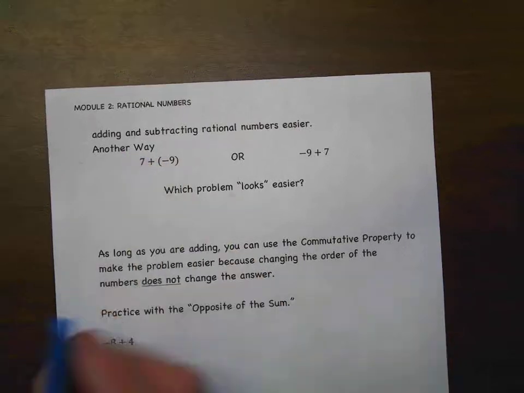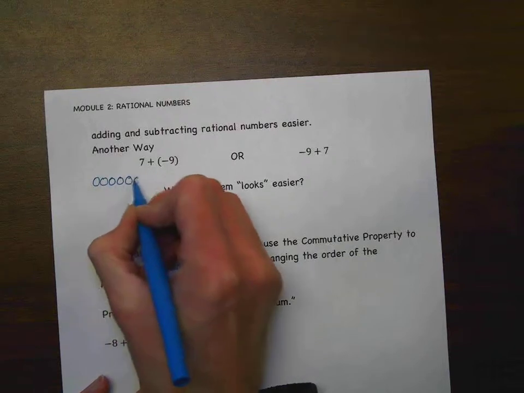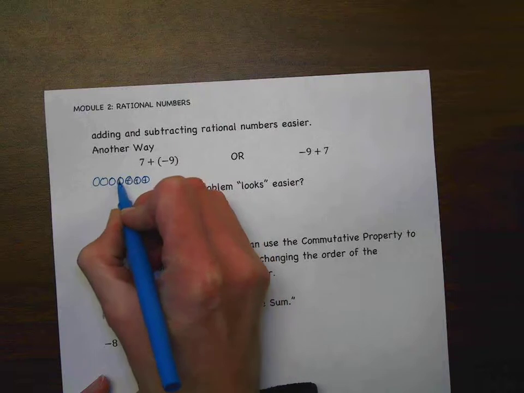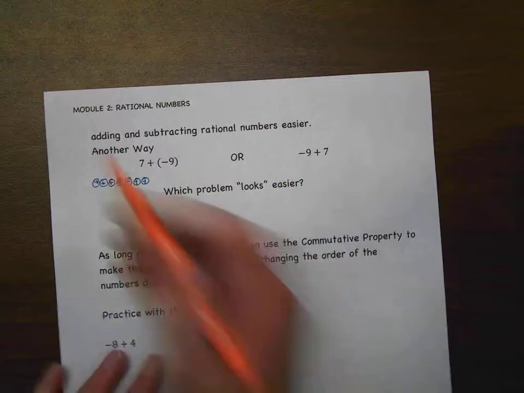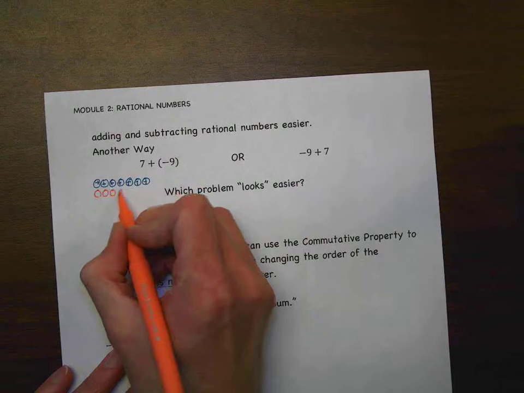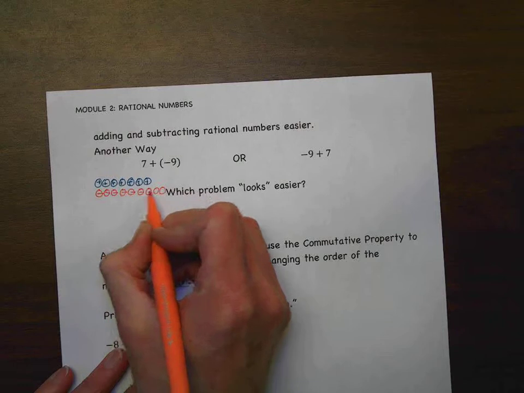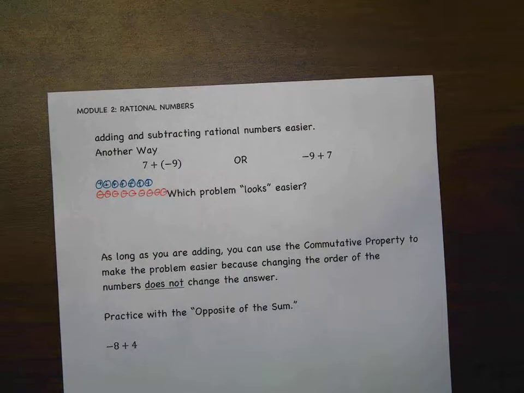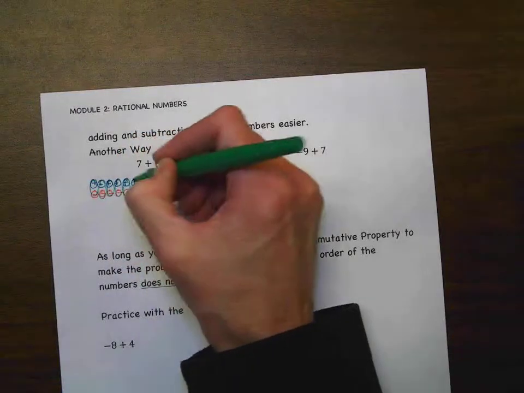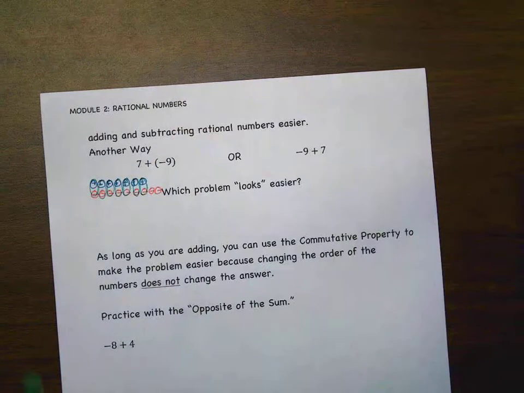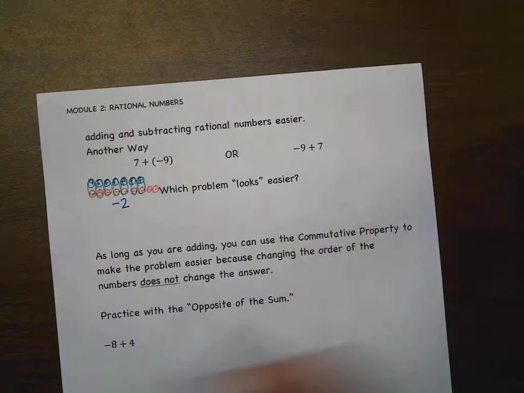For this one, if I saw this problem like this, my initial thought is I'm going to use the chip method. So 1, 2, 3, 4, 5, 6, 7. These are all positives because I have a positive 7, right? This one is negative, so I'm going to draw 9 negatives. So 1, 2, 3, 4, 5, 6, 7, 8, 9. These are all negatives. And then I remember to do my 0 pair business. 0 pair, 0 pair, 0 pair, 0 pair, 0 pair, 0 pair, 0 pair. So what am I left with? I'm left with a negative 2 as that answer.